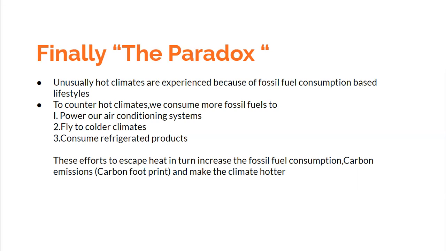Now, in order to counter the hot climates, what do we do? To counter the hot climates, we consume more fossil fuels. How do we consume more fossil fuels? Because when the climates are hotter, we again install air conditioners, we power our air conditioners, we operate the installed air conditioners for more number of days. We fly to colder climates, in fact we fly away from the hotter climates.